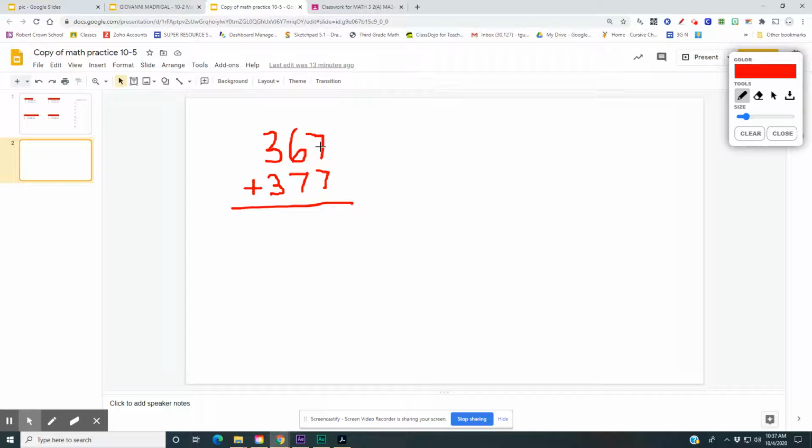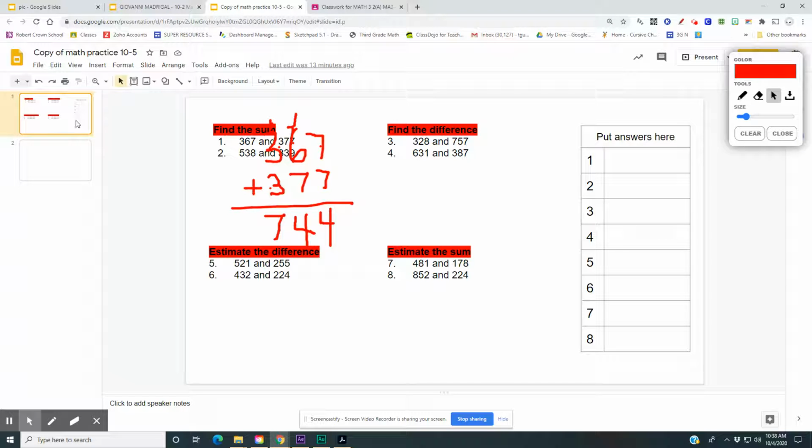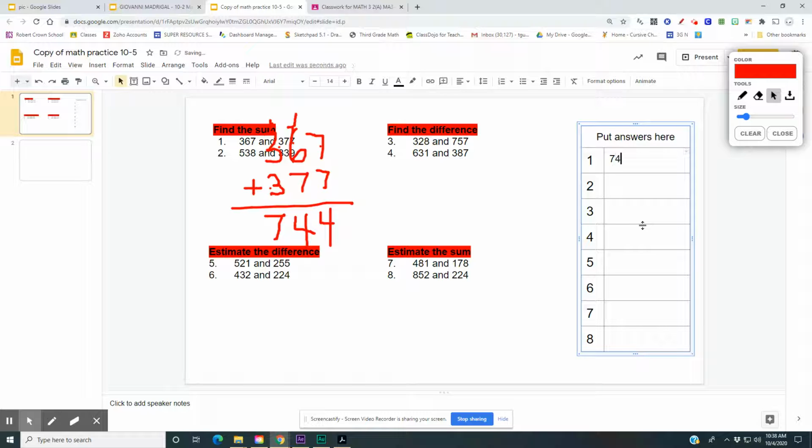Okay, here we go. 7 plus 7 equals 14. So I have to go ahead and regroup, put the 1 up here. 6 plus 1 is 7. Hey, I have another 7 plus 7 equals 14. Carry the 1. 3 plus 3 is 6, plus 1 is 7. So my answer is 744. So now I could go back to my slide, click on number 1, and type in 744.